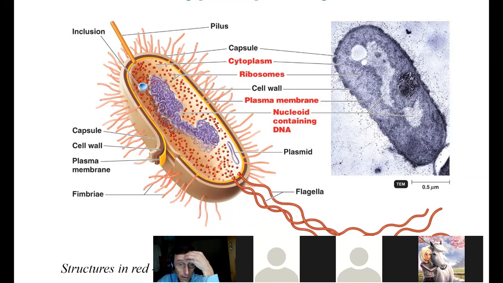So the last part of the cell is the cell wall. Everything external to the cell wall, we say, is outside the cell. And so the capsule is outside the cell. You can have other structures in the cell. Fimbriae are hair-like structures on prokaryotic cells, and they don't move much. The cell can retract them. They're usually used for attaching the cell to things.